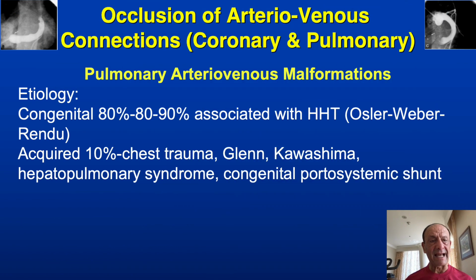Etiology. Again, congenital in the majority of the patients, and as I mentioned, 80 to 90% are associated with hereditary hemorrhagic telangiectasia, which is Osler-Weber-Rendu disease. They could be acquired, especially in patients after chest trauma, after the Glenn shunt, the Kawashima procedure, hepatopulmonary syndrome, or congenital portosystemic shunts.